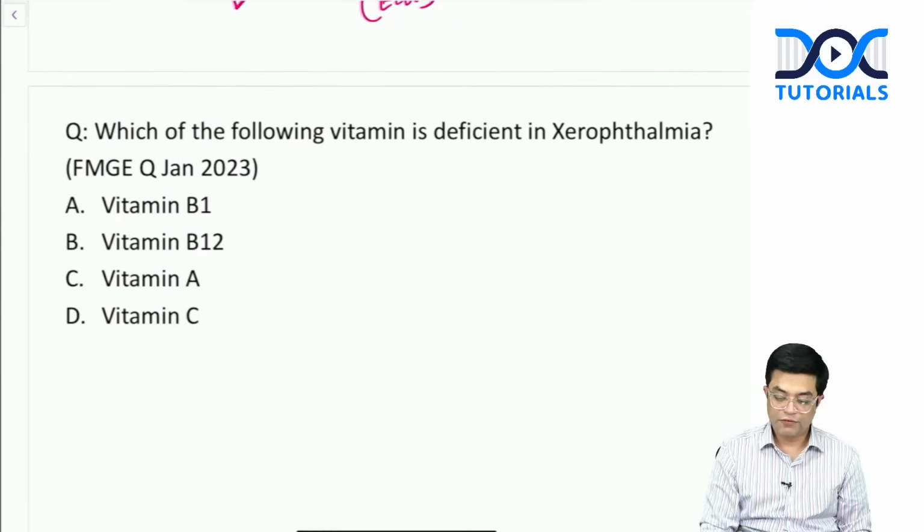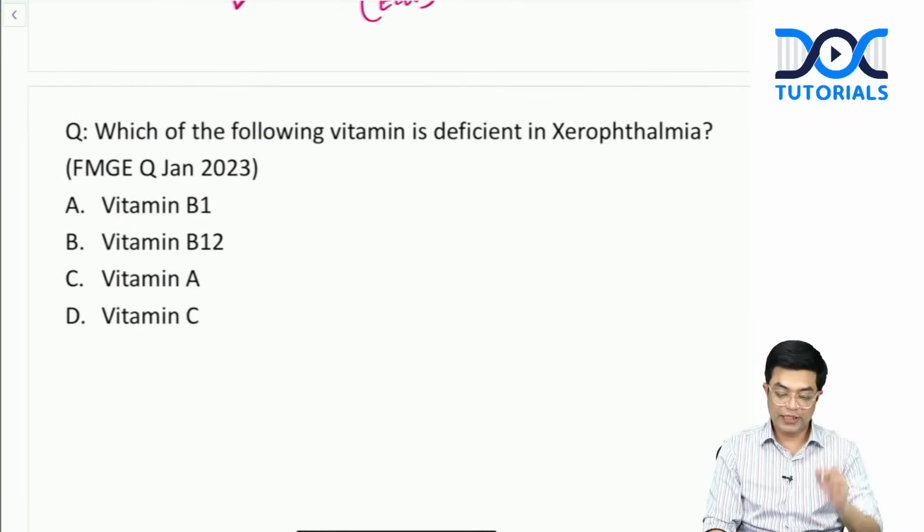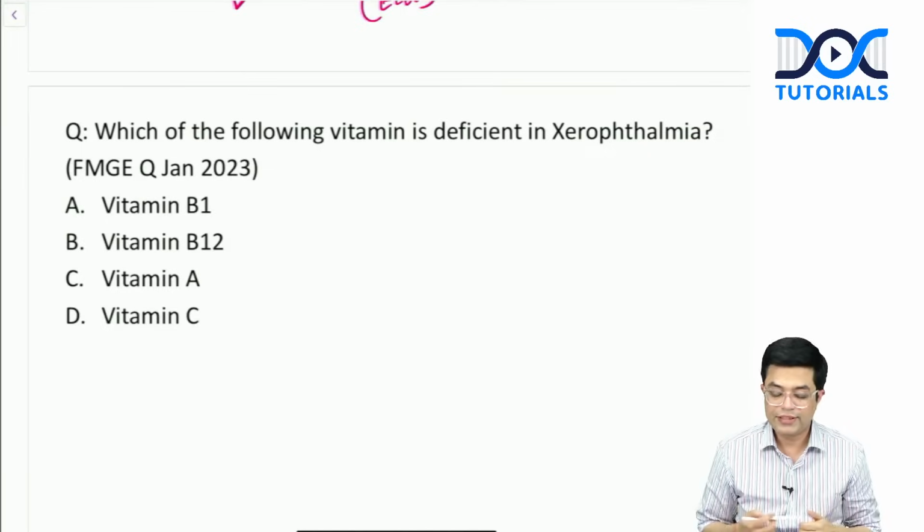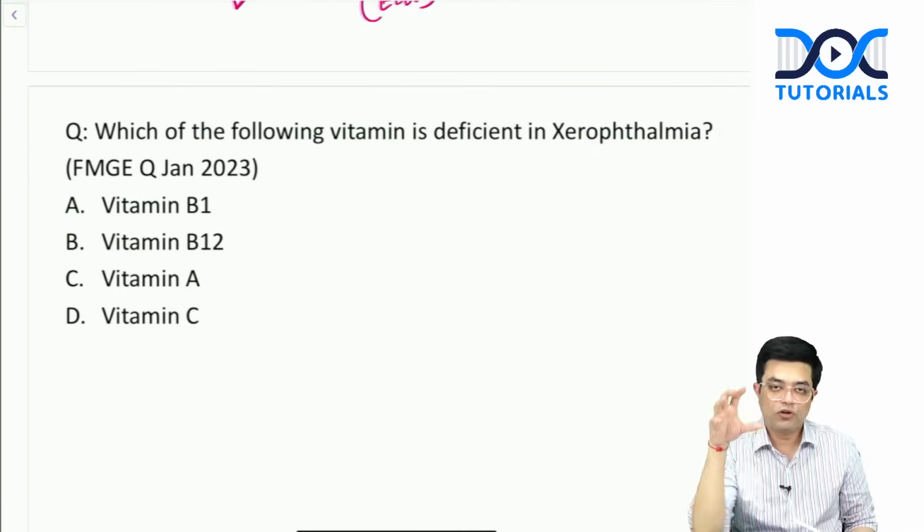Move further. Which of the following vitamin is deficient in xerophthalmia? इस बार का FMG question, January 2023. It's an easy one. Xerophthalmia. Xero means dryness.